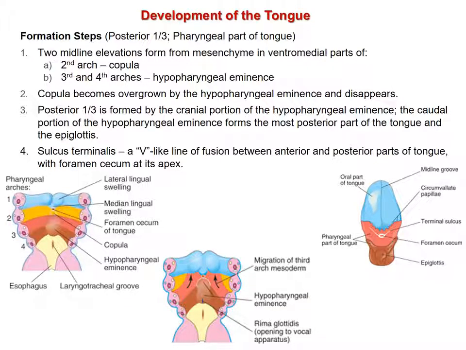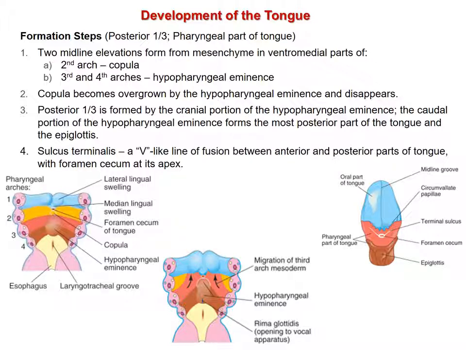With further development, the copula is overgrown by the hypopharyngeal eminence and disappears, as indicated by the black directional arrows in the middle illustration. The posterior 1/3 of the tongue is thus formed by the cranial portion of the hypopharyngeal eminence. The caudal portion forms the root of the tongue and the epiglottis.